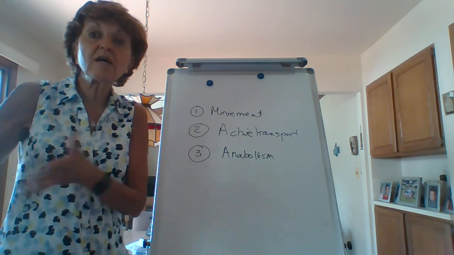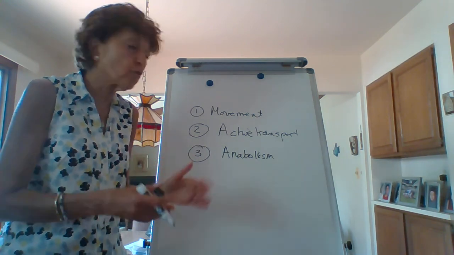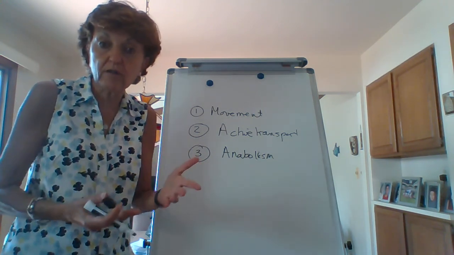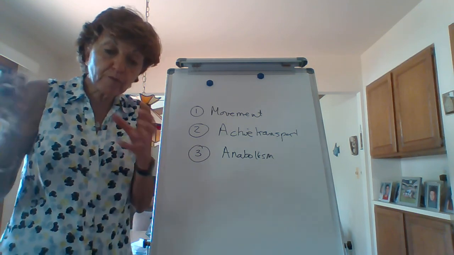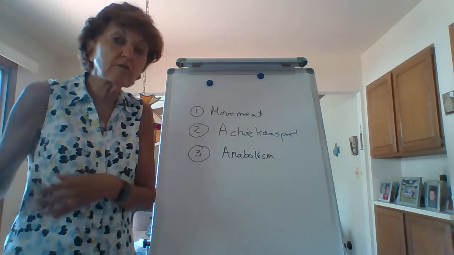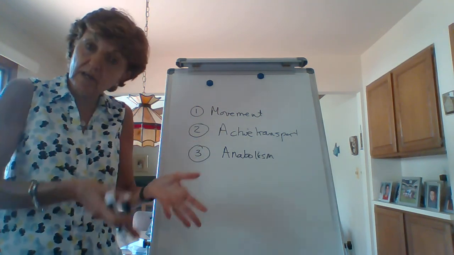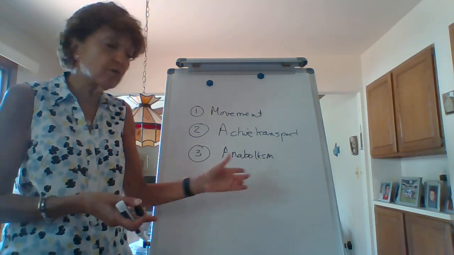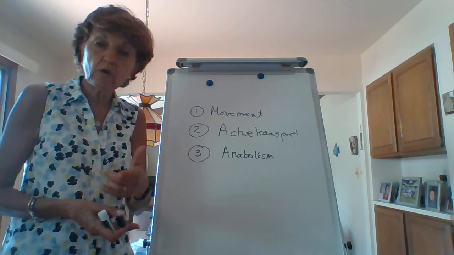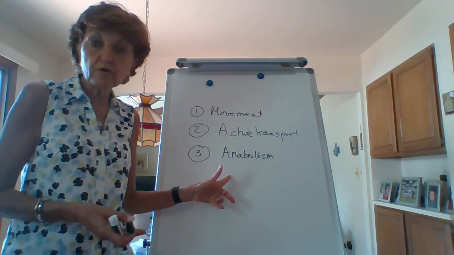Anabolic reactions need an input of energy. So in order to synthesize larger molecules in your body, in order to put small molecules and make bigger molecules, in order to synthesize many, many things, you need to put in ATP in order to do that. So all those anabolic reactions need an input of ATP.